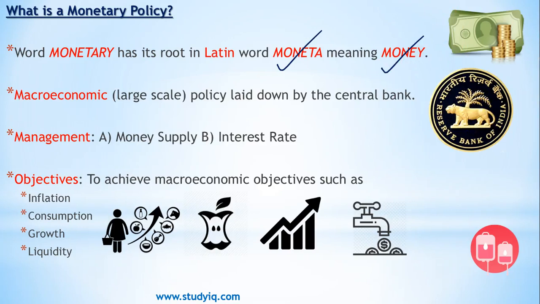Macroeconomic basically means a policy or a decision that is going to have an impact on the entire economy. It is going to have an impact on a national level rather than on a micro level, or you can say on your neighborhood level or your district level. Not at all. Any macroeconomic policy will have an impact on the national level, right?